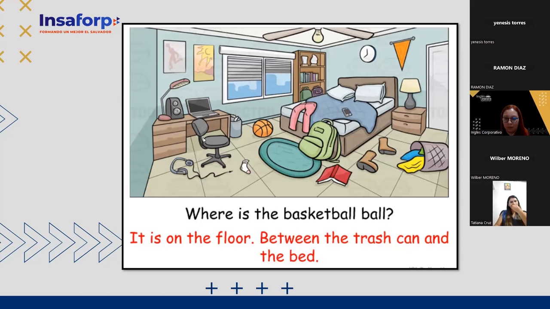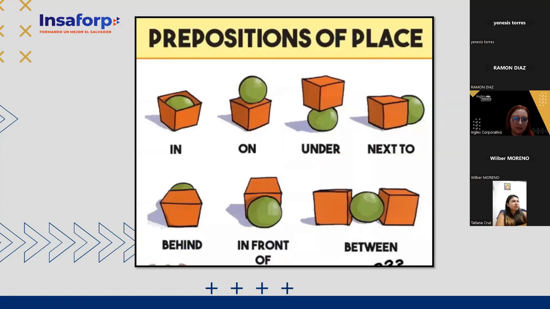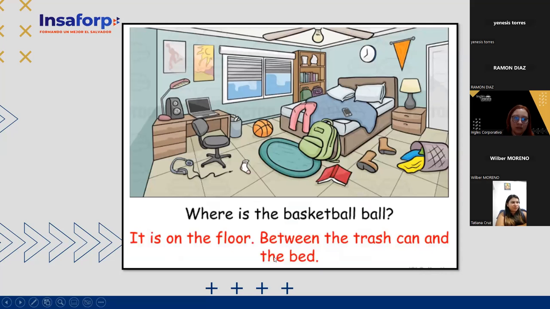It is on the... Vamos a ver un slide atrás. Enfrente de. In front of. Entonces, the chair is. It is in front of the desk. Correct, Wilber. It is in front of the desk. Very good. Ramón, second question, please. Where are the shoes? En plural, where are the shoes? Wilber, where are the shoes?